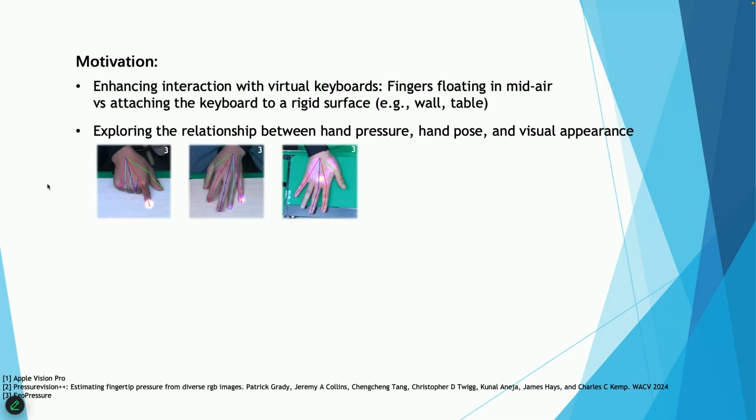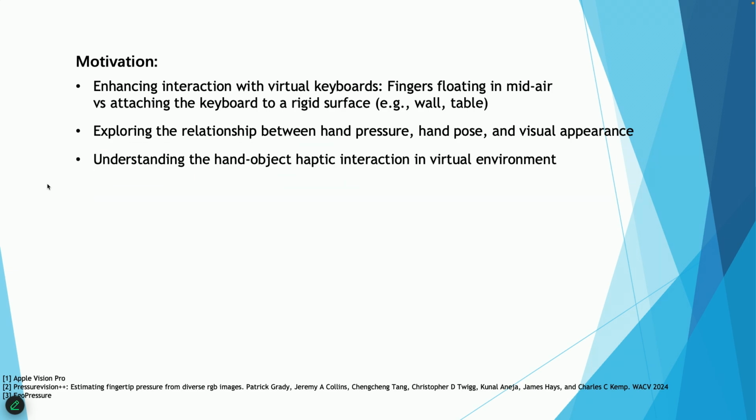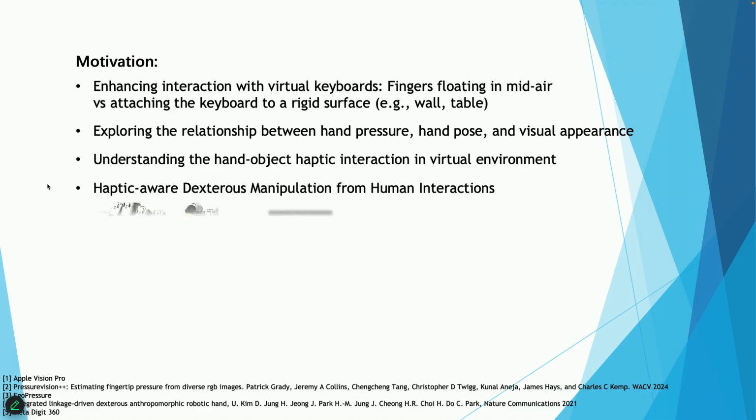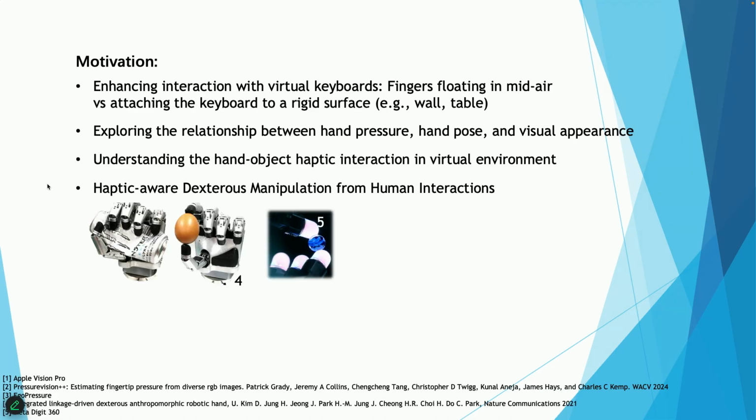With this purpose, we could explore the relationship between hand pressure, hand pose, and also the visual appearance of the hand. For further applications, it's possible to understand hand-object haptic interaction in virtual environments. Also, most importantly, we could enable haptic-aware dexterous manipulation of robotic hands by learning from human interaction.